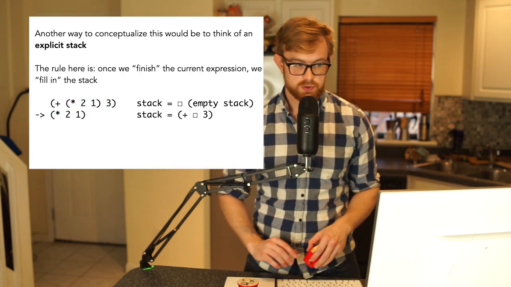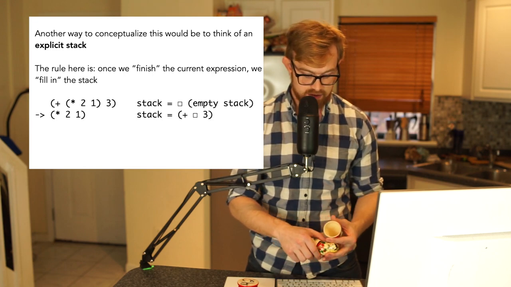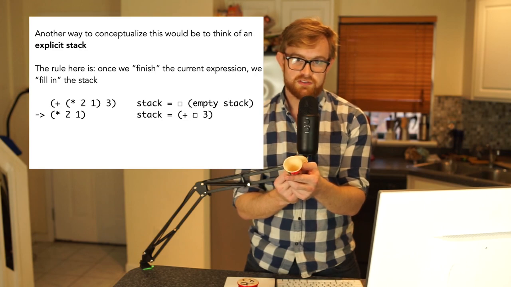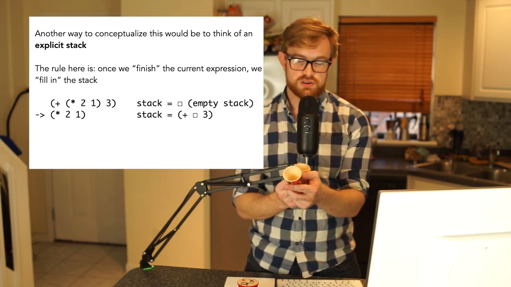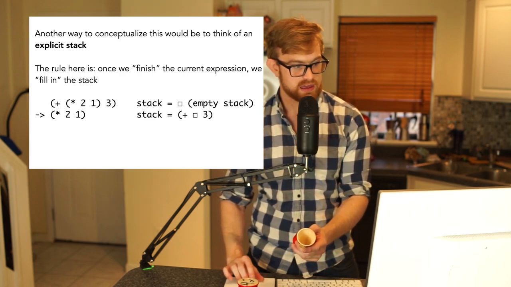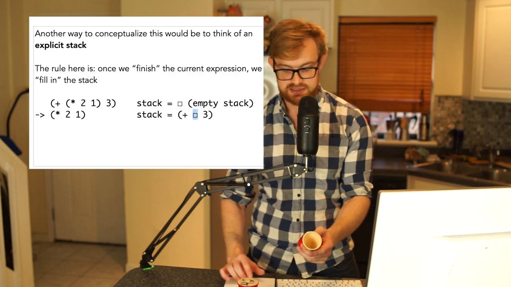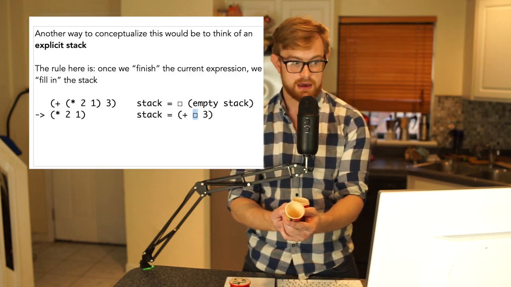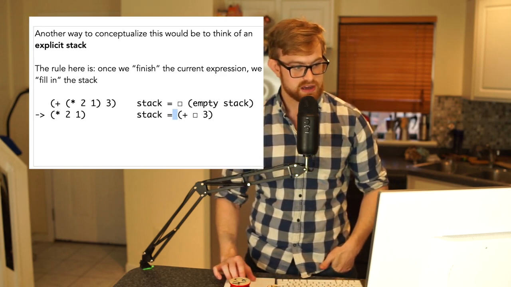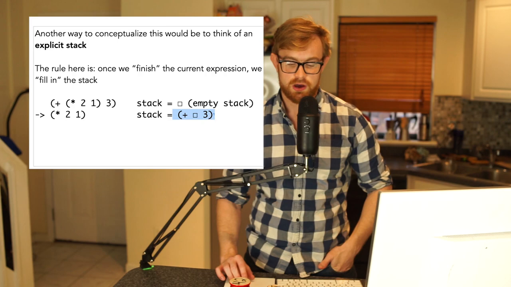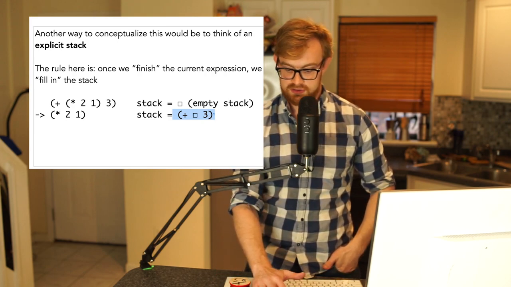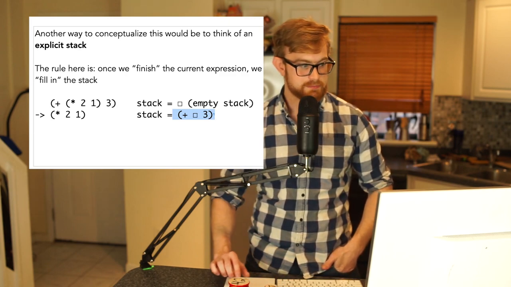Next, we're going to push a frame onto the stack that remembers that we're going to take the return value from 2 times 1 and add that to 3. So we have this little stack that says we've got a plus of the empty stack at the top, and then a plus box 3. That represents the reduction context we're in, where we've got 2 times 1. We have this hole telling us we need to add 3 to the result, and then we have the empty stack on top of that.